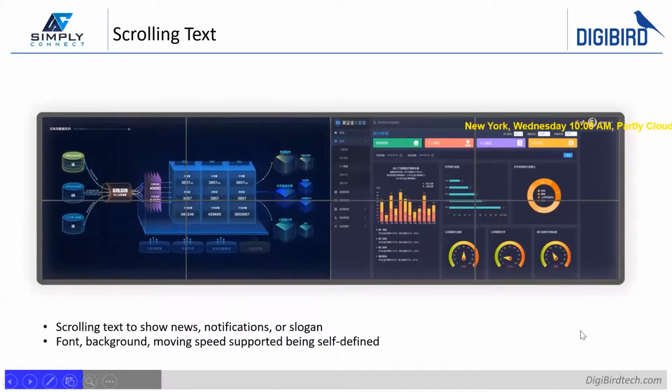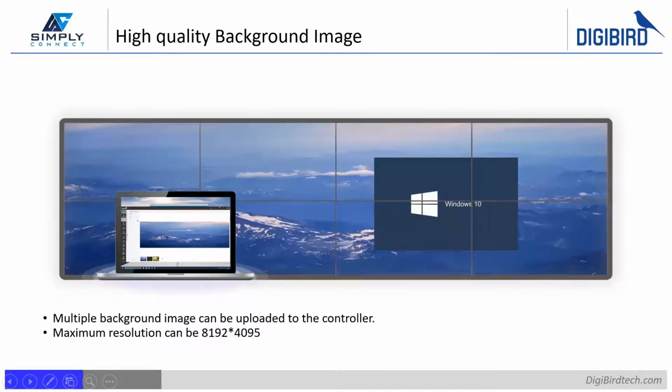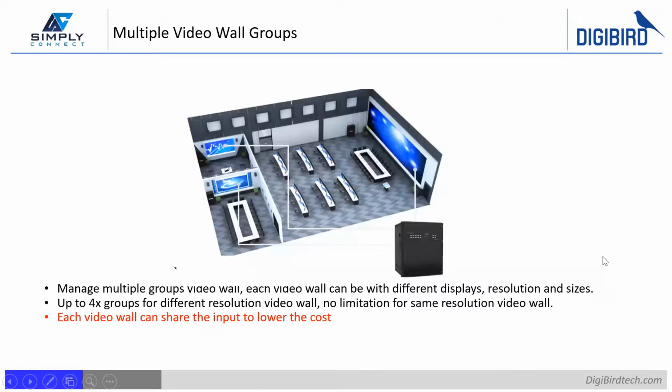Okay. Then high quality background image is also supported. So you can upload something like an 8K image into the video processor, and you can show it as a background. Okay. So when there are no sources, then it shows the background image instead. Okay. Then there are multiple video wall groups.